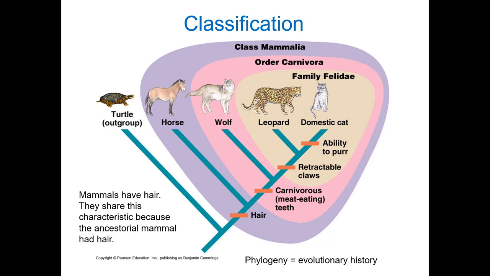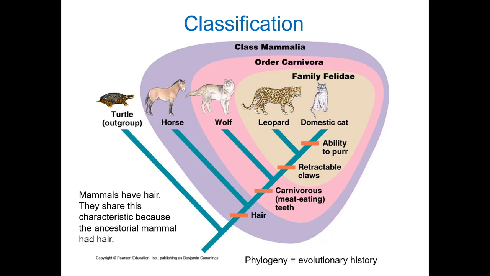Now, all mammals have nipples, they produce milk, and they also have hair. So we could set hair as a defining feature, a defining characteristic for this group. So the horse, the wolf, the leopard, the domestic cat, they all have hair or fur. Now, if we go up that tree and look at a smaller group, a subset of the class Mammalia, now we're looking at the order Carnivora.